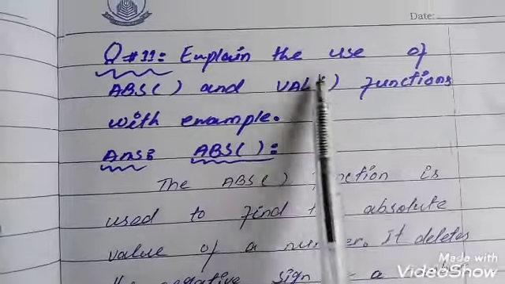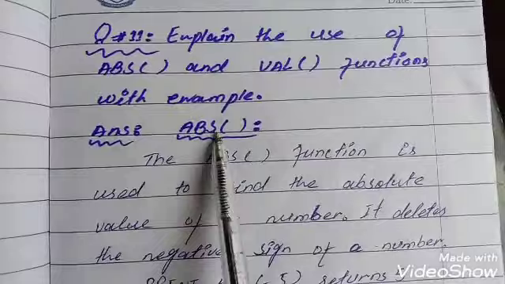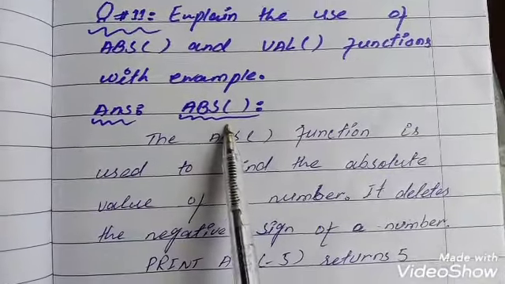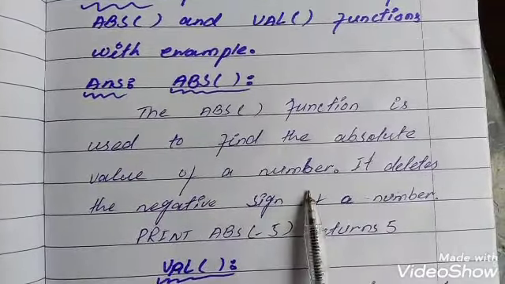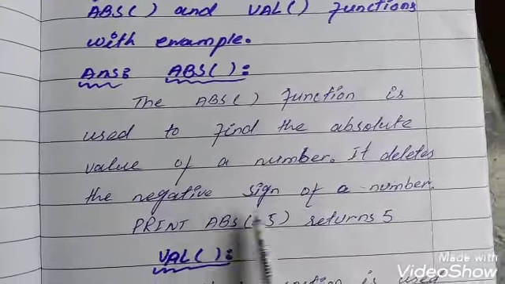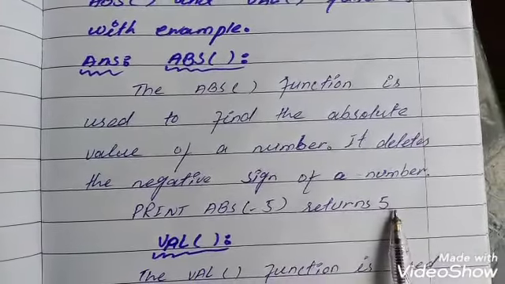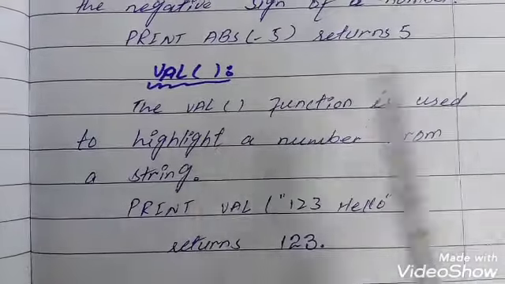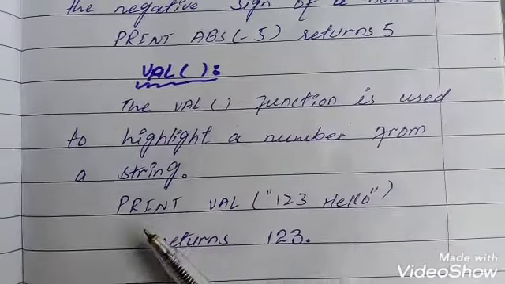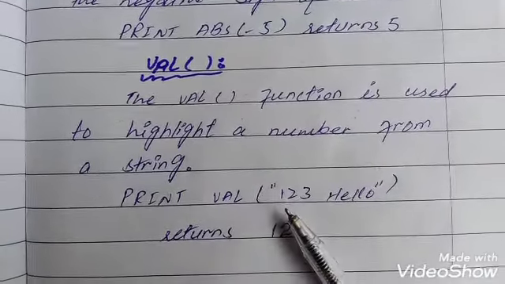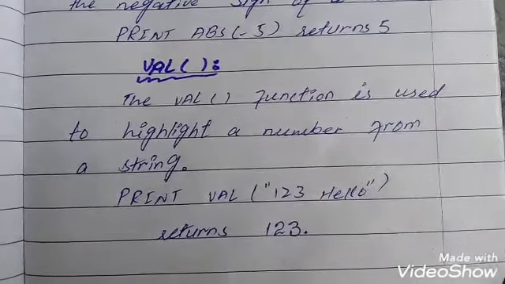Question number 11, explain the use of absolute function and value functions with examples. Answer, absolute function. The absolute function is used to find the absolute value of a number. It deletes the negative sign of a number. Example, print absolute -5 returns 5. Value function. The value function is used to highlight a number from a string. Example, print value 1 to 3 hello returns 1 2 3 means values.